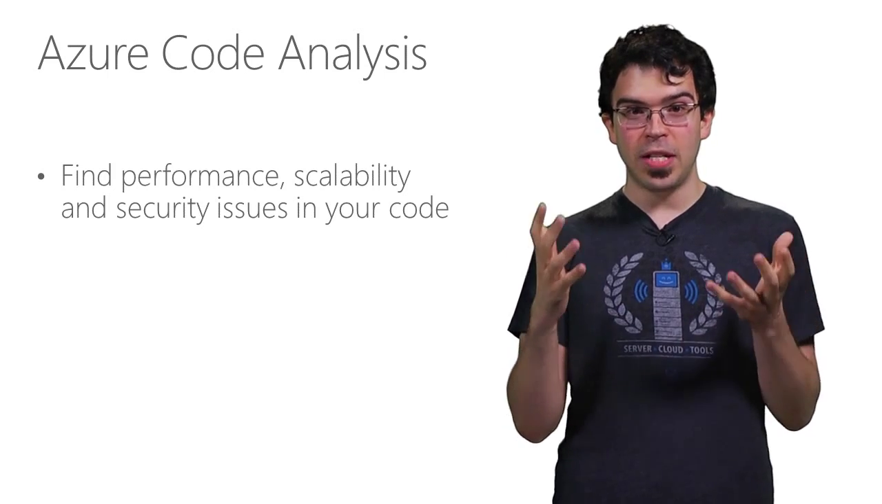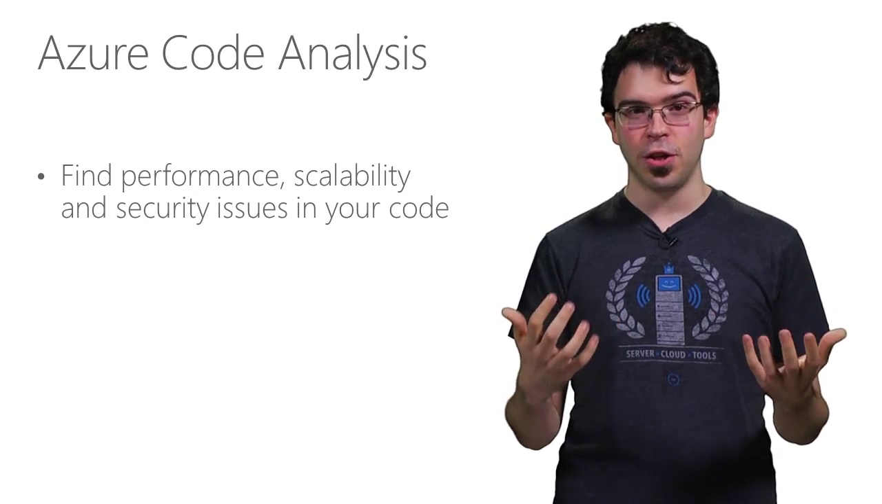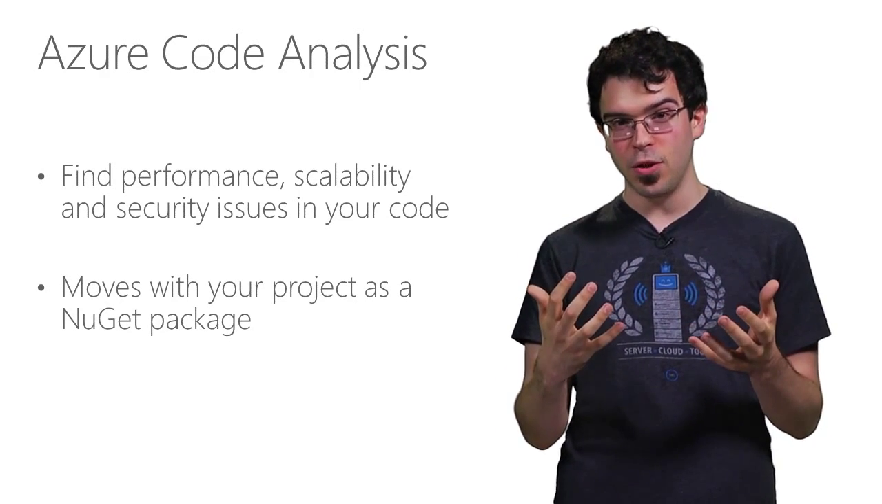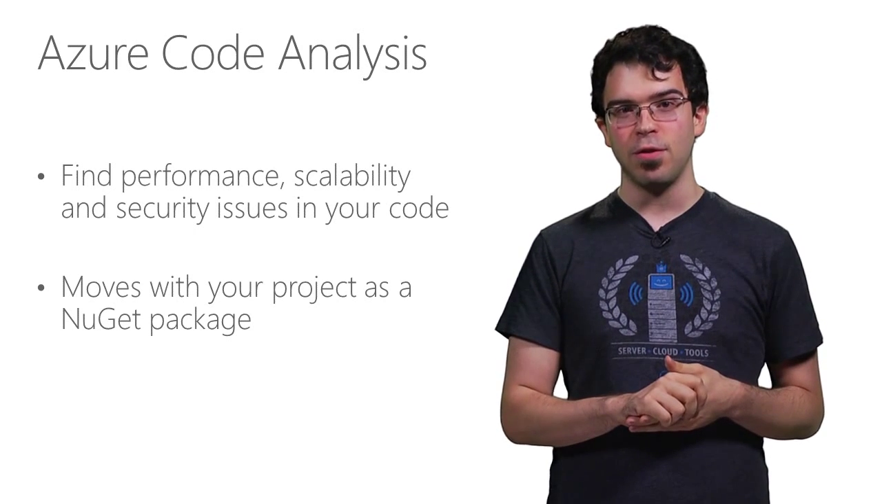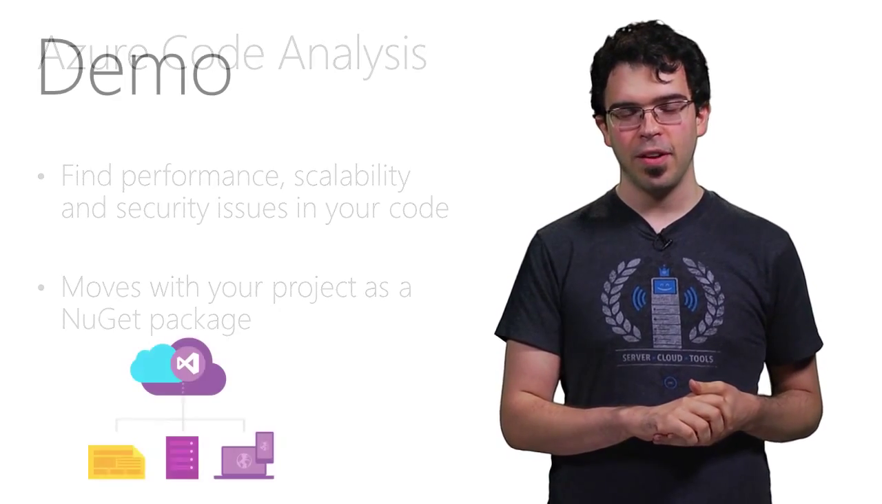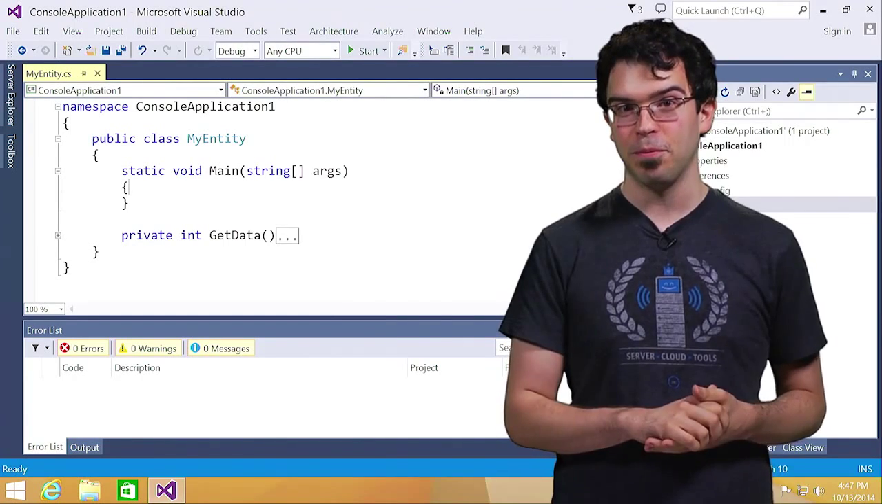This analyzer gives you a set of rules that point out key code issues that could impact the scalability, the reliability, the security of your cloud applications. And because the analyzer is added to your project as a NuGet package, you can be sure it moves in and out of source control with the rest of your code. So everybody in your team sees the same warnings. All right, enough talk. Let's take a look at what all of this looks like inside Visual Studio.